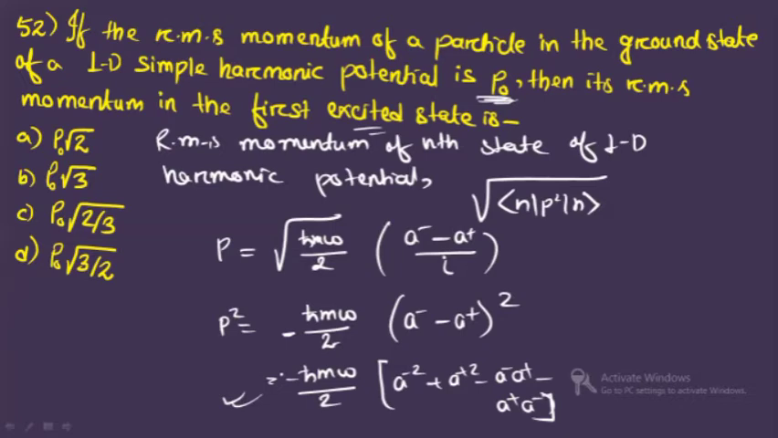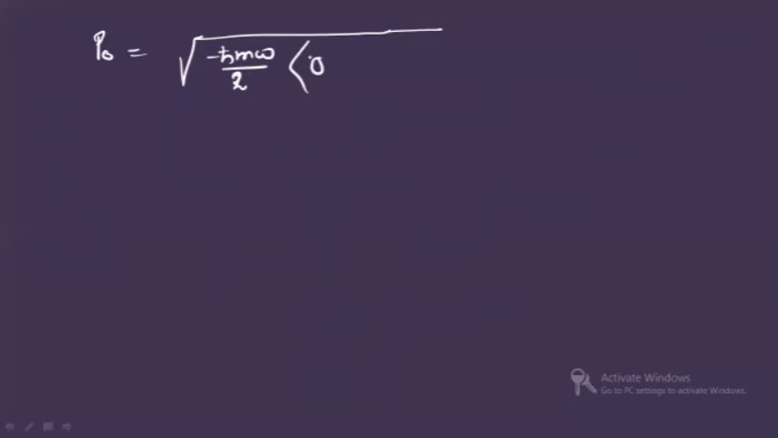Now we will find it for the ground state and we will find it for the first excited state. All right. So to us it is given that for the ground state, it is denoted by p naught, and p naught equals root over p square, so you are having minus h cut m omega by 2 outside, and within the bracket, this is the state for the ground state, so it is 0. Here you will have what?